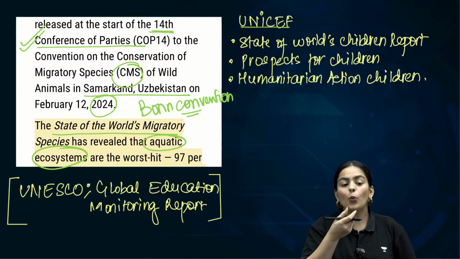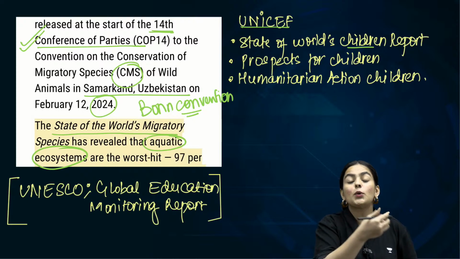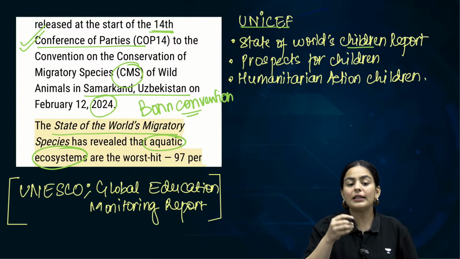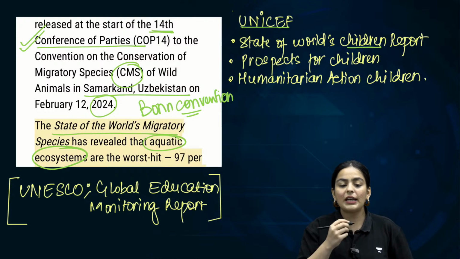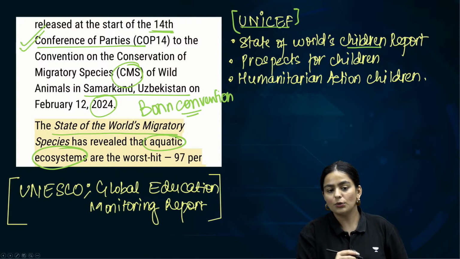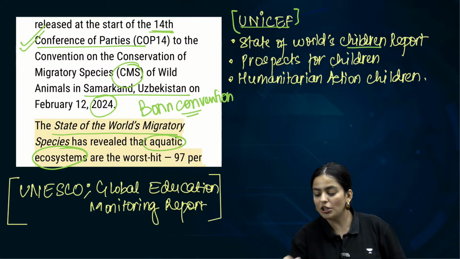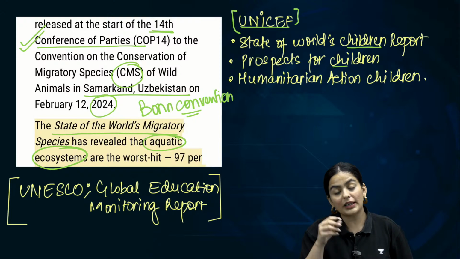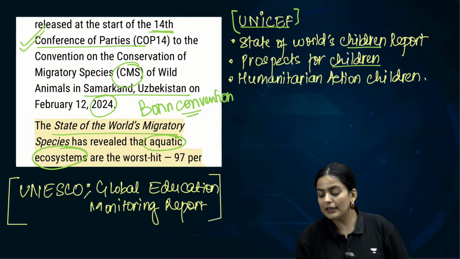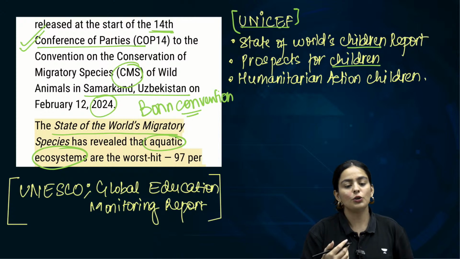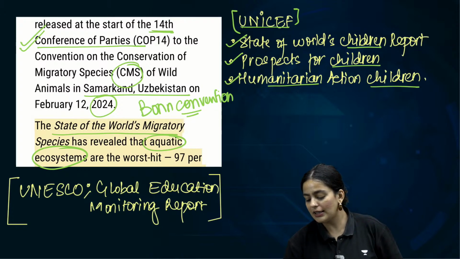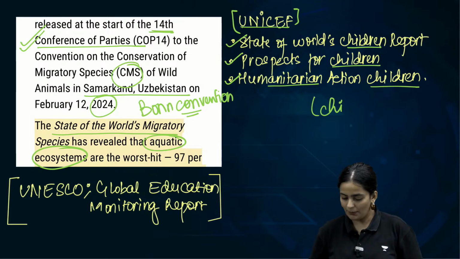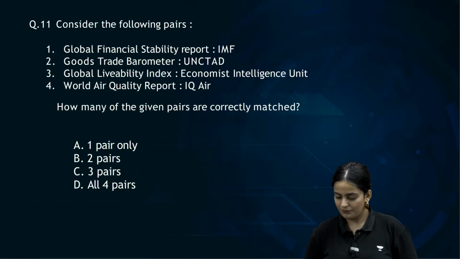Please understand, whenever there is an education related report, then it will be UNESCO. But whenever it is a children related report, it will be UNICEF. So State of the World's Children report is UNICEF, and Prospects for Children report is also UNICEF, and Humanitarian Action for Children is also UNICEF. Please try to take the educated guess when it just says children in a particular report. Clear about this? Yes?